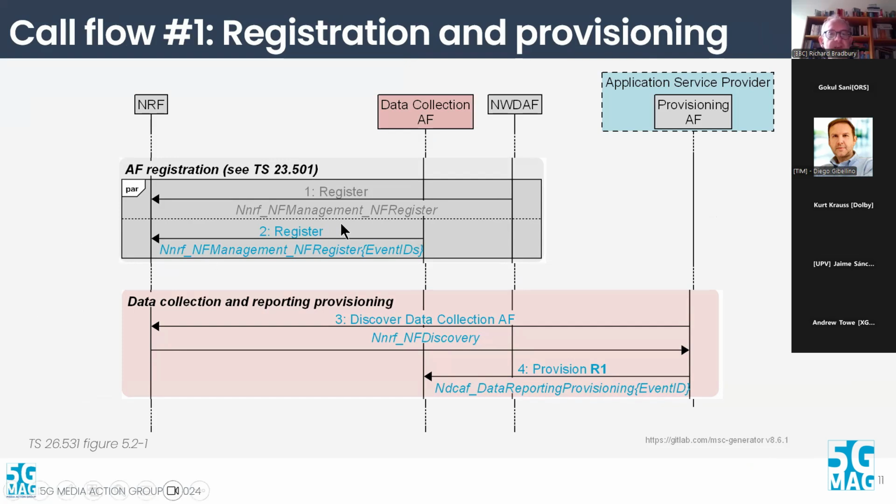So there's a thing where various different network functions need to register themselves with this network repository function. In this case, we've got the NWDAF, which is not so much of interest in this context, but I've kept it on the diagram just for completeness. But it's mainly the data collection AF itself that does its registration.